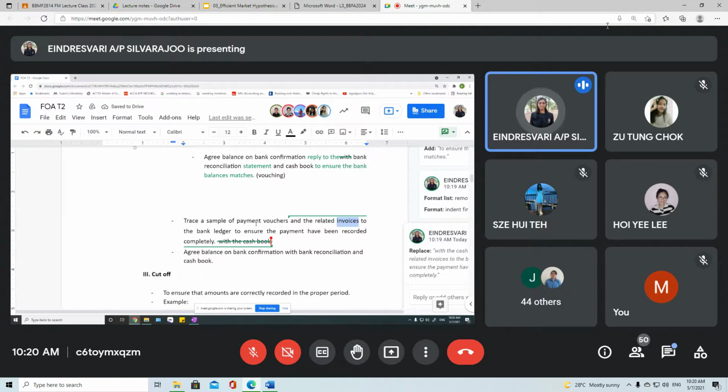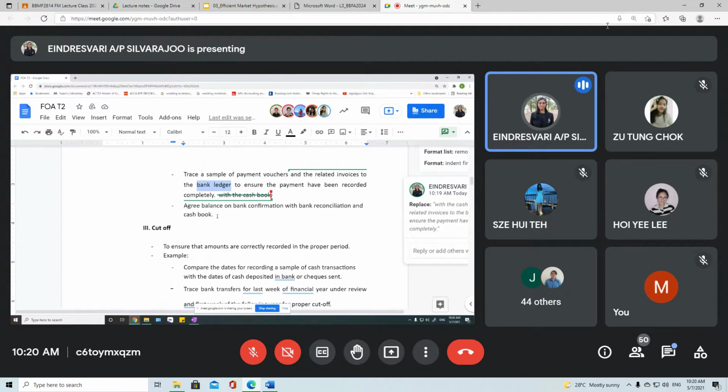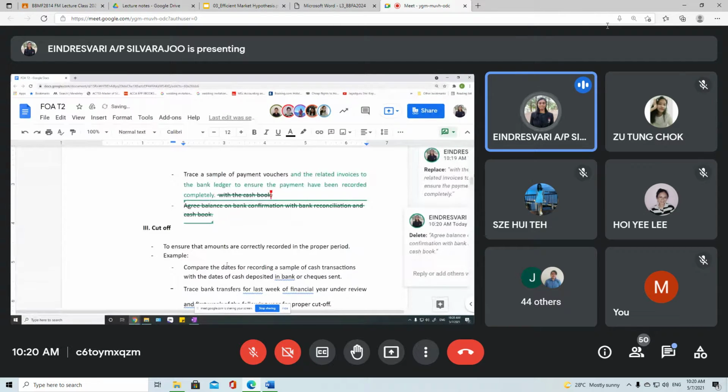When you are making payment, you will need to create a document called payment voucher. The payment voucher, you will write making payment to Ali Sendran Berhad 500 ringgit. Behind that document, you need to attach the invoices to show the value is 500 ringgit. So we are selecting our source document and we are tracing back to the bank ledger to ensure the company have recorded the payment correctly. Okay. This one is same as previous.